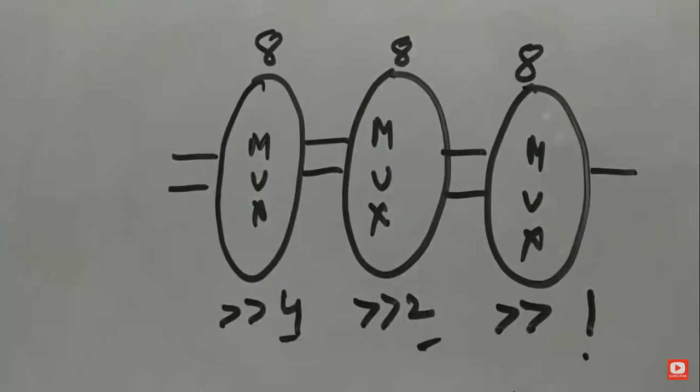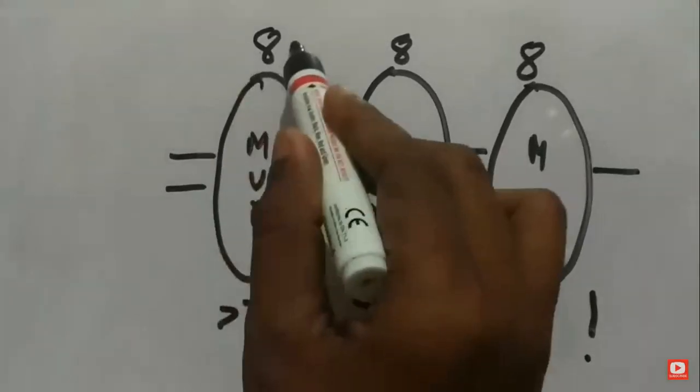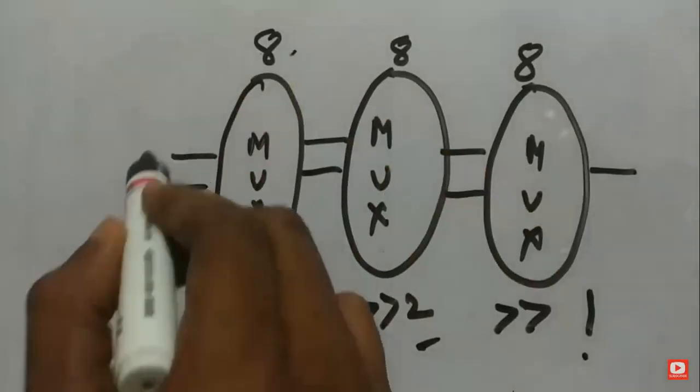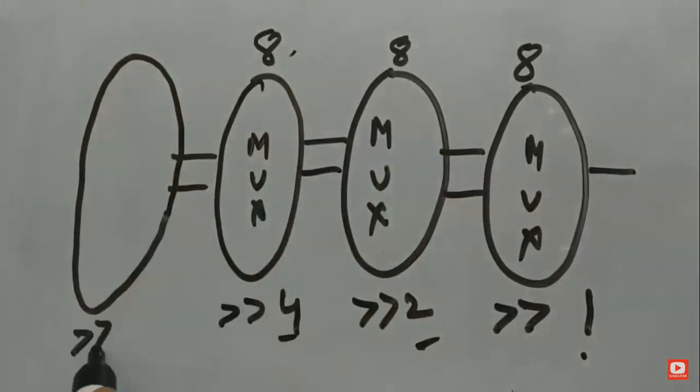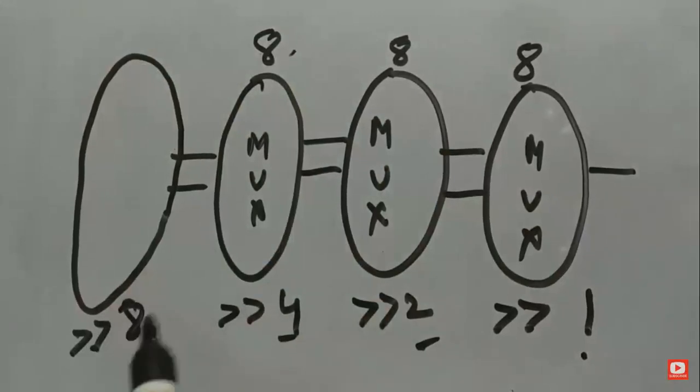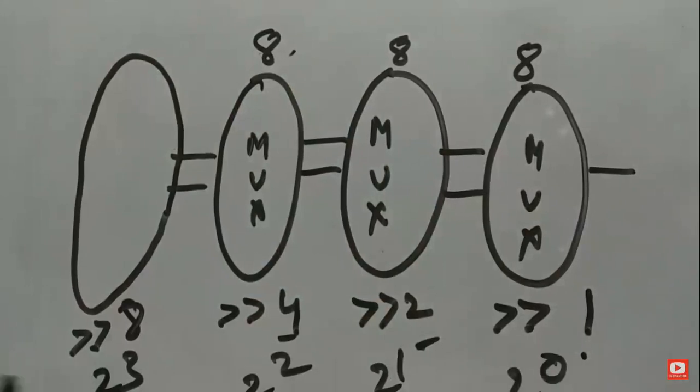It is in a logarithmic fashion. As you can see, if we want to go for 16, then the number of multiplexers will increase, but the logic remains the same. We will use 2 power 3, 2 power 2, 2 power 1 and 2 power 0 if we were going for 16. If we are going for 32, we are not going to use 2 power 5, we are going to use from 2 power 4 to 2 power 0.